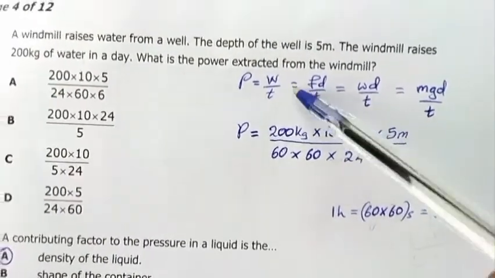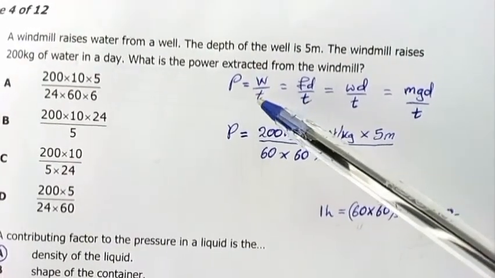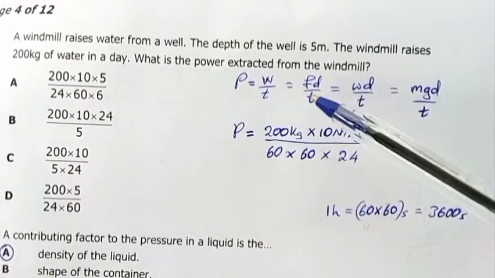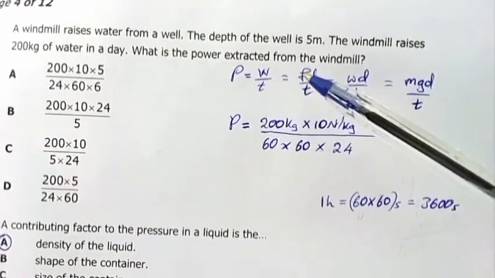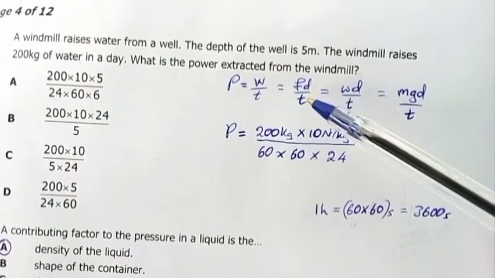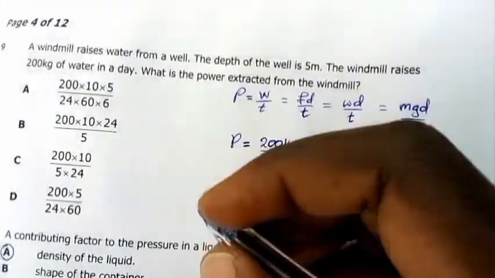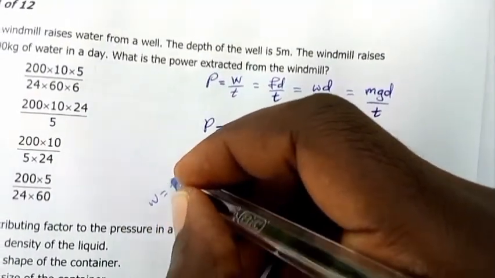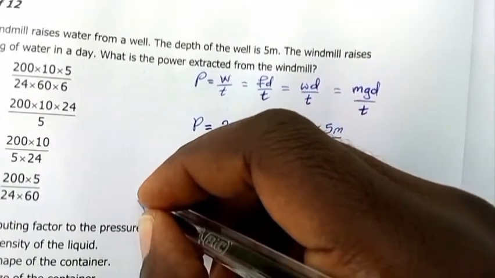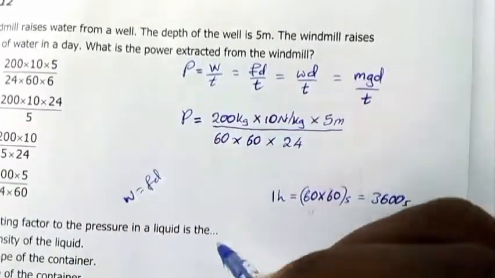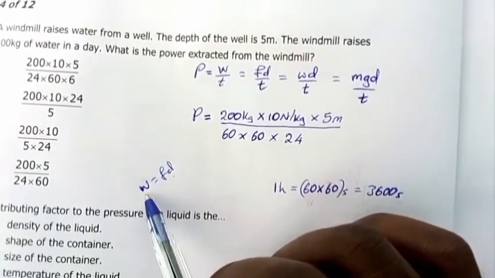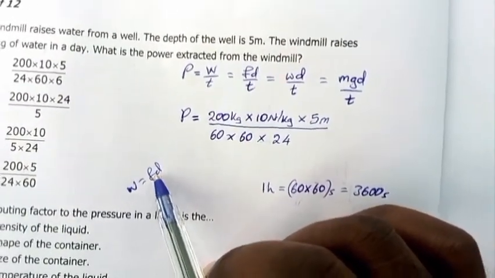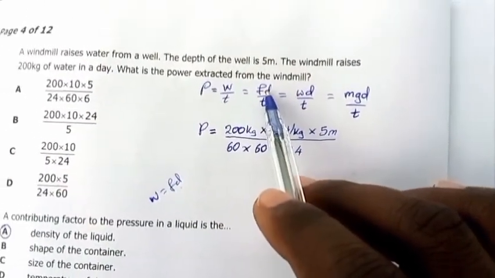We know that power is equal to work over time. And we know that work is equal to FD. So I replace work by using FD, because work, W, is equal to force times distance. So where there is work, I replace with FD. So this is W. So even here, I replace my W with that.